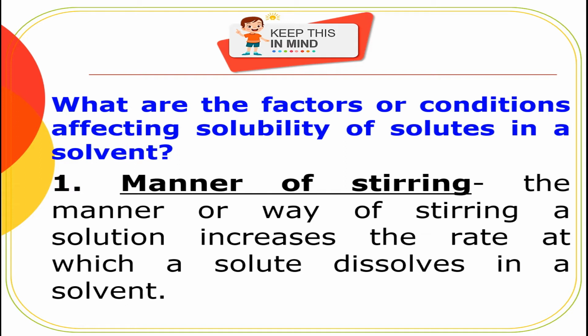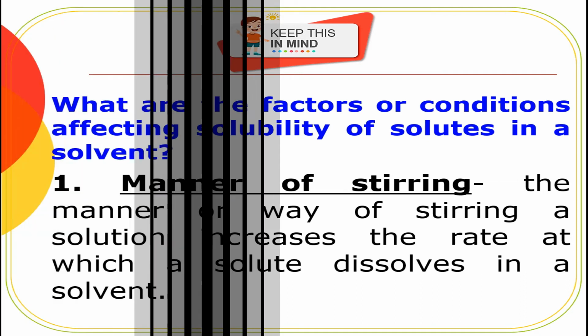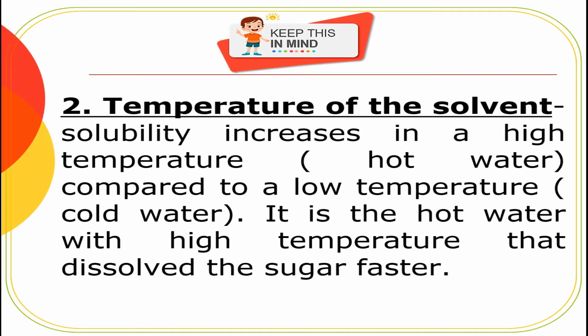Keep this in mind: the factors or conditions affecting solubility of solutes are the following. First, the manner of stirring. The manner or way of stirring a solution increases the rate at which a solute dissolves in a solvent. Number 2, temperature of the solvent. Solubility increases in high temperature or hot water compared to low temperature or cold water. It is the hot water with high temperature that dissolves the sugar faster.